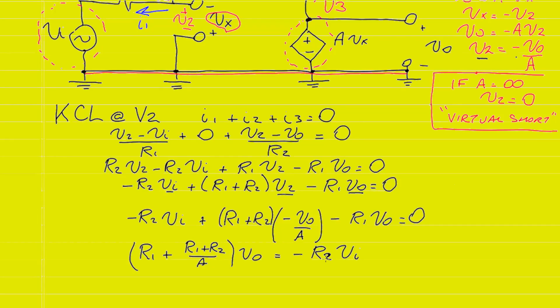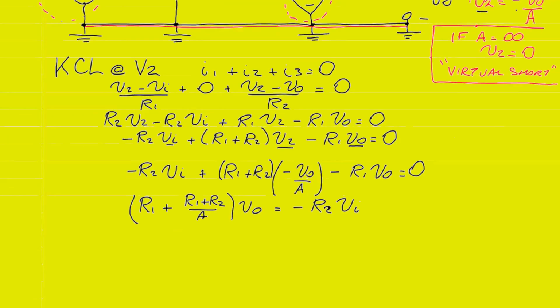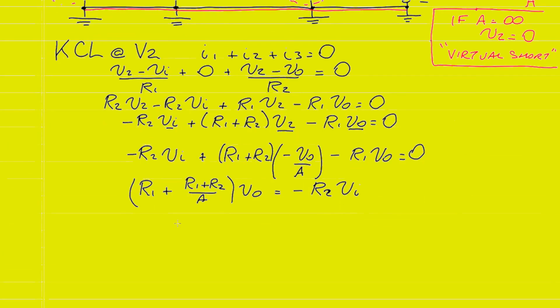Now we can rearrange our equation to solve for the gain that we're interested in. We can write that Vout over VI will be equal to minus R2 over R1 plus R2 over A, and that becomes our gain. Normally we don't see it in this form.